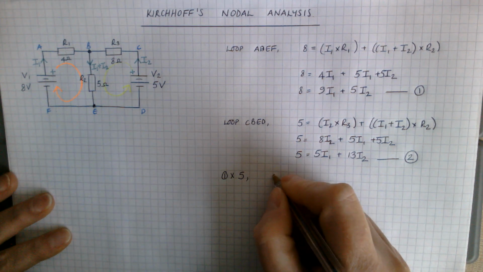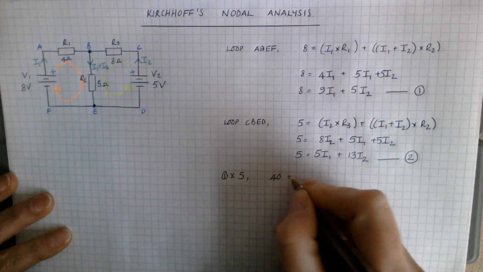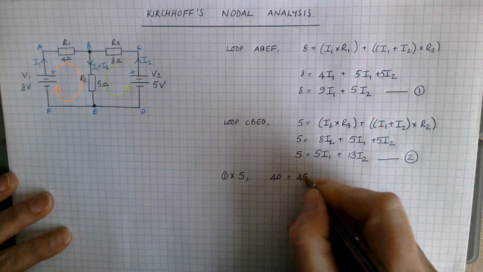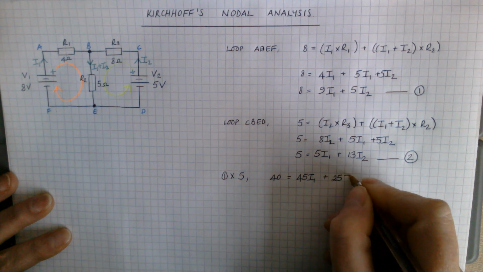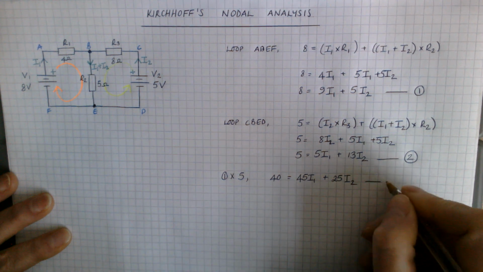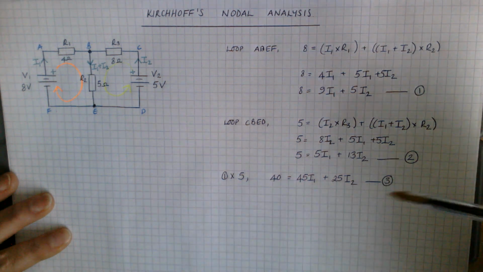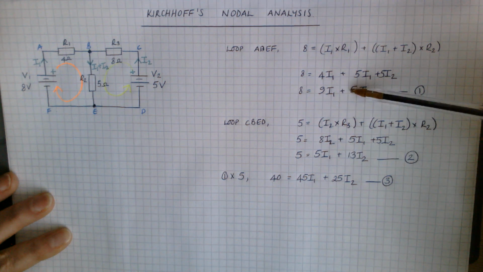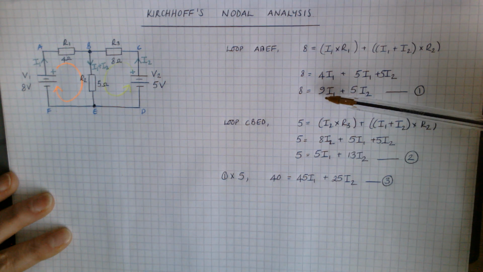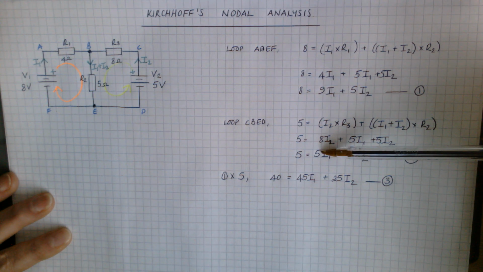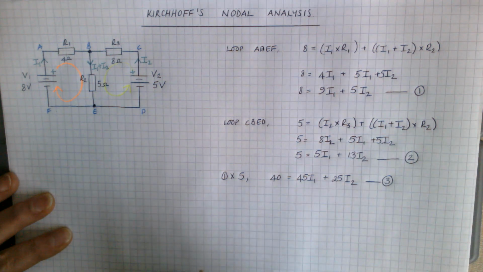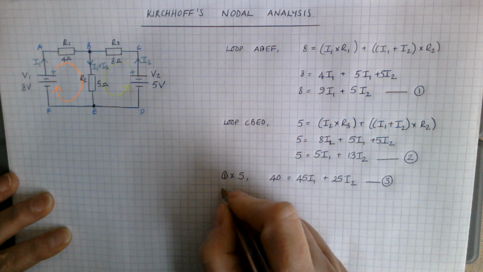So 5 eighths, 40. It's 45 I1s plus 25 I2s. And that'll be equation 3. Because I've looked at this equation and this equation, and I've noticed that if you multiply 9 by 5, you get 45. If you multiply 5 by 9, you get 45. So that's why I've chosen to do that.